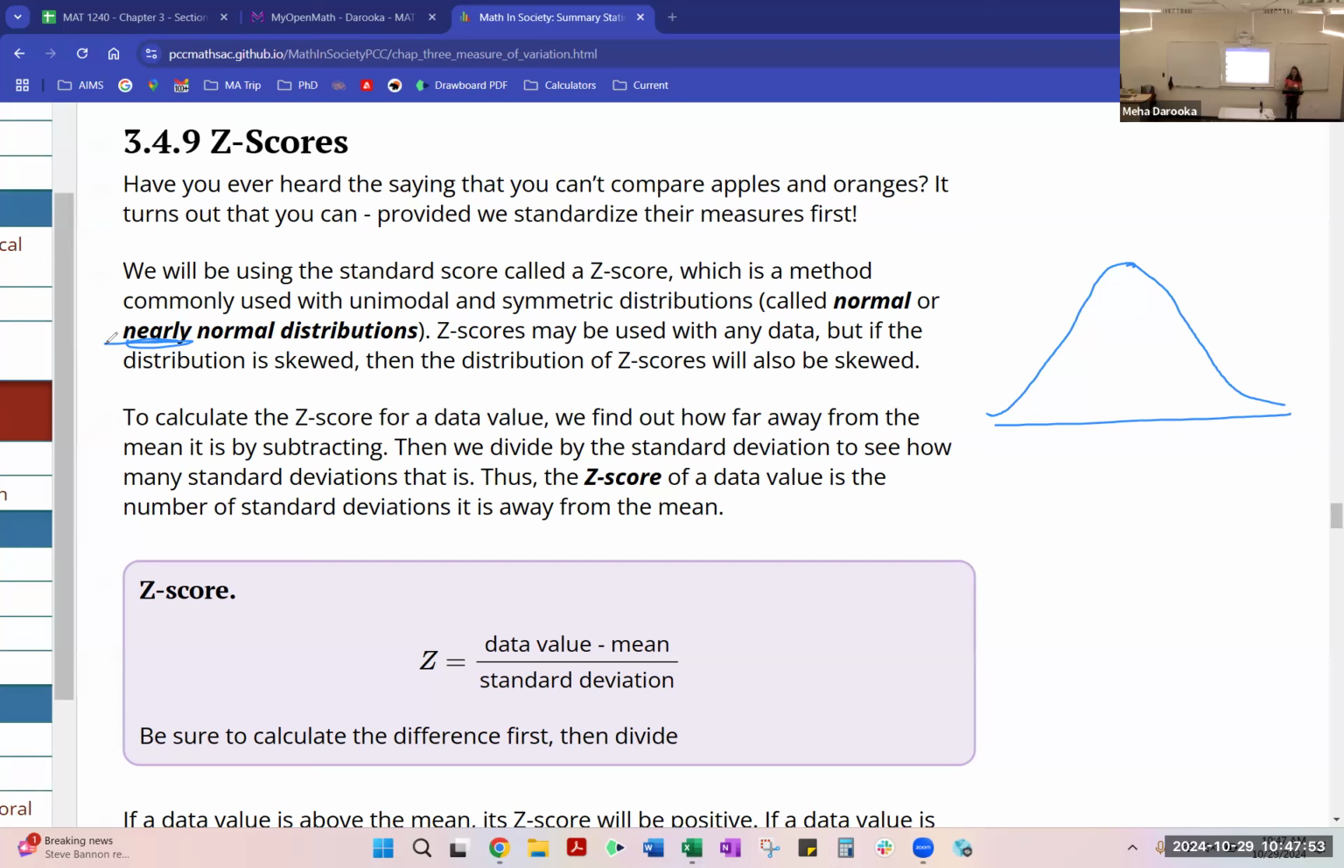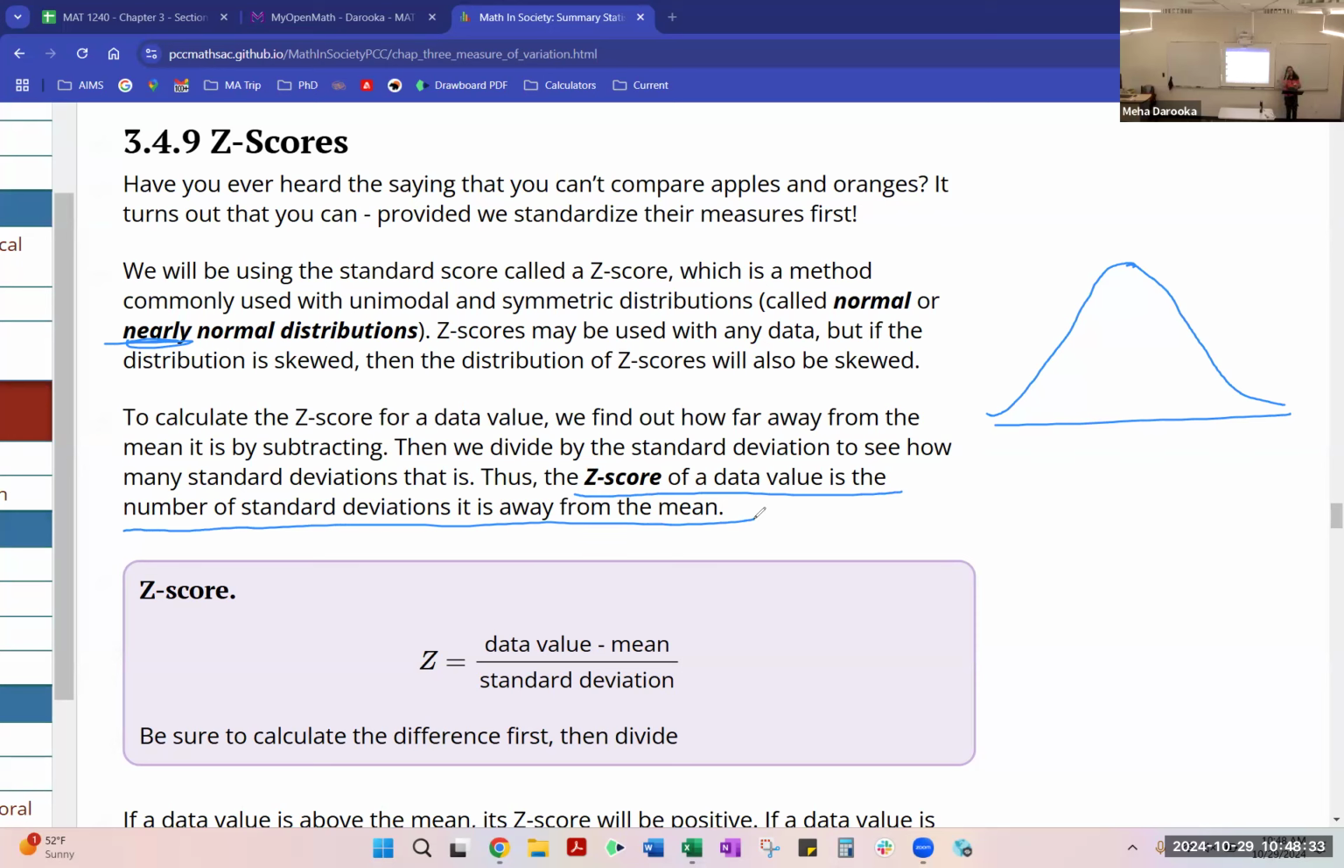So calculating a z-score is pretty straightforward. Basically, we want to know how far away from the mean your data value is. So we take our data value, as you can see in the box at the bottom, we subtract the mean from it, and then you take that difference and divide it by the standard deviation. So it tells us how far away from the mean your data value is. We're basically saying the z-score of a data value is the number of standard deviations it is away from the mean.